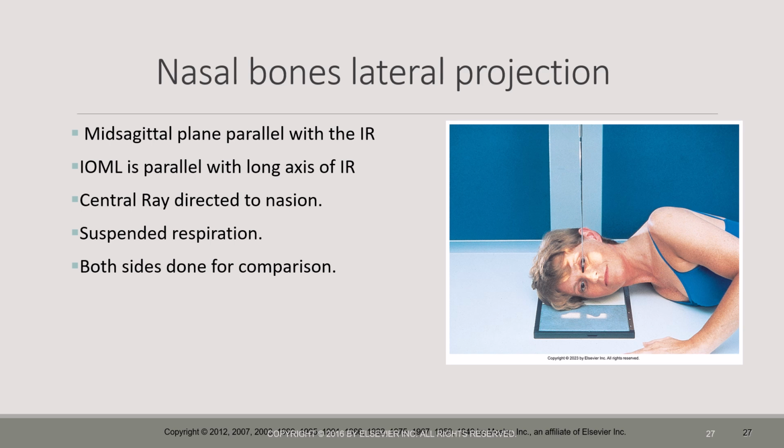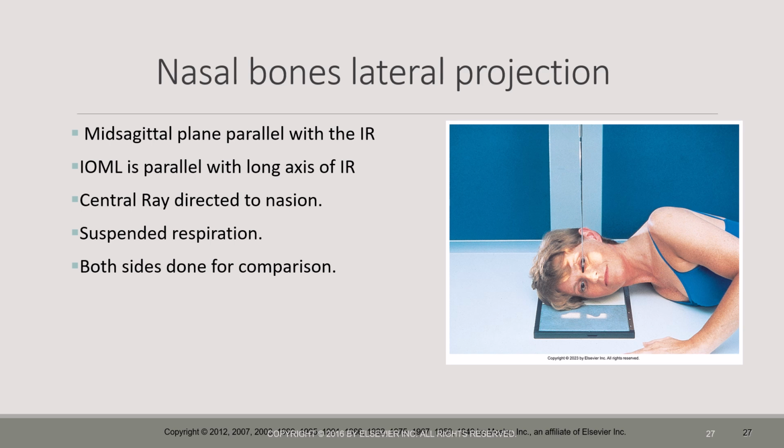So 50 at 1.6 is perfect for nasal bones, or 50 at 1.2. You're directing your central ray to the nasion or the nasal frontal suture. The patient suspends respiration and you do both sides for comparison.